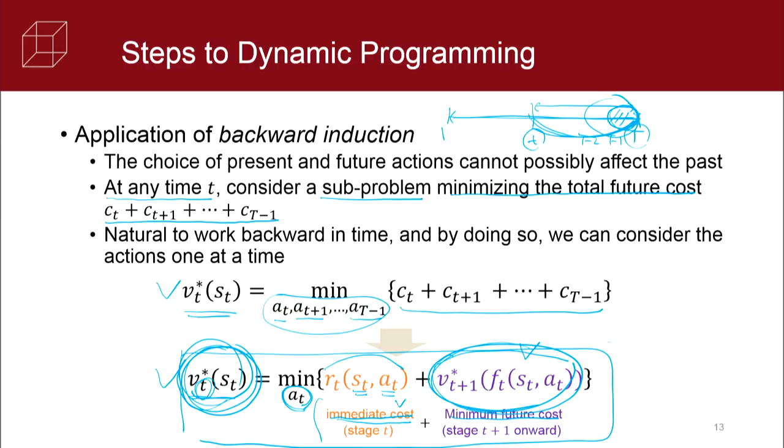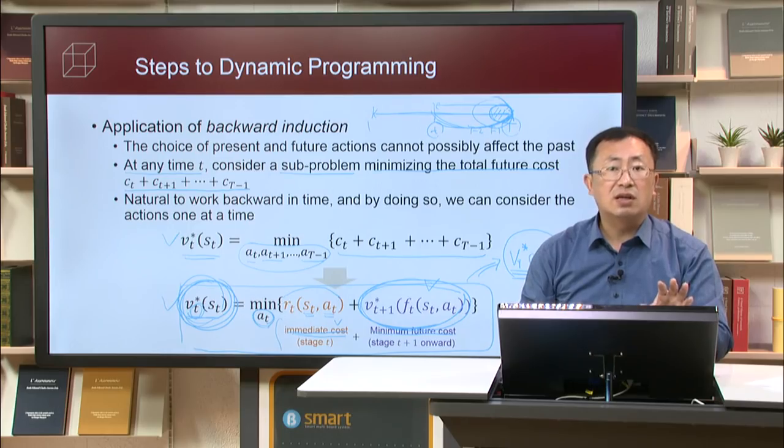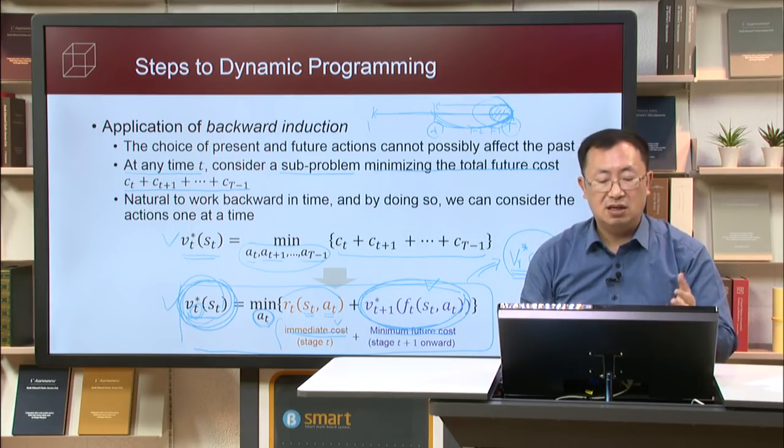So from this recursive relationship, you'd like to find the optimal solution. You are interested in finding V1 star S0. Starting from S0, you'd like to find the minimum total cost from period 1 to the end. Okay? So let us take a look at an example and see how the so-called backward induction mechanism works.